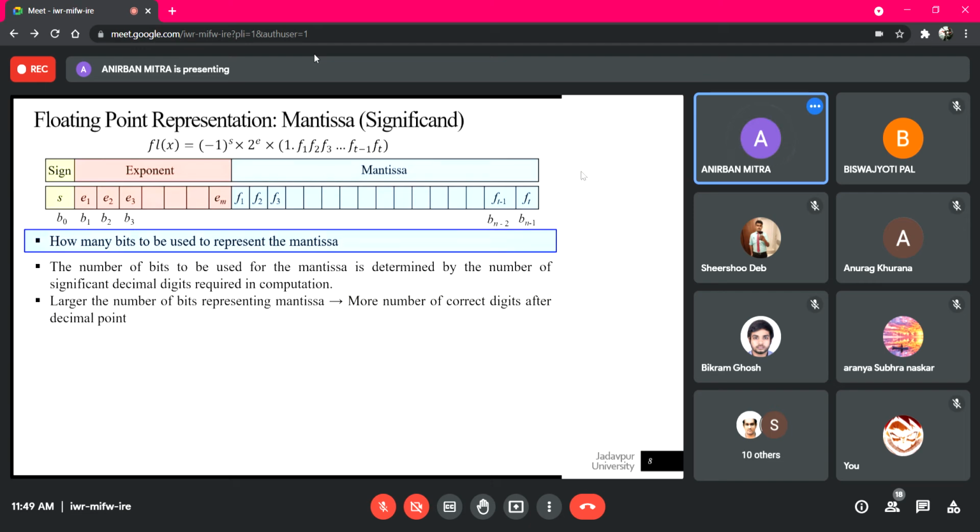Whether you need the number correct up to 5 decimal places or correct up to 12 decimal places, there is a difference. If we need it only correct up to 5 decimal places, then obviously the mantissa would be smaller. But if you need it correct up to 12 decimal places, then it has to be a larger mantissa, and corresponding to that, a larger number of bits need to be reserved for the mantissa.